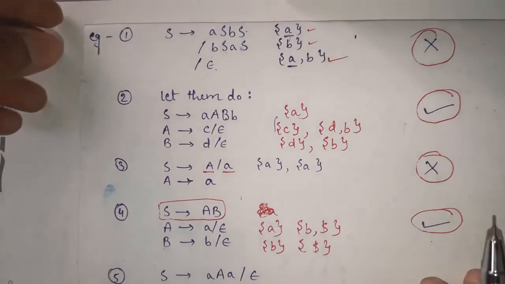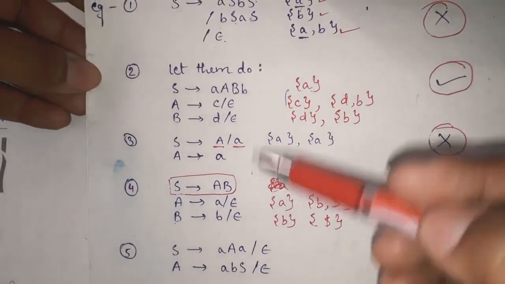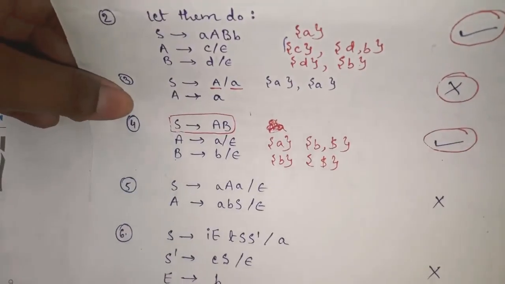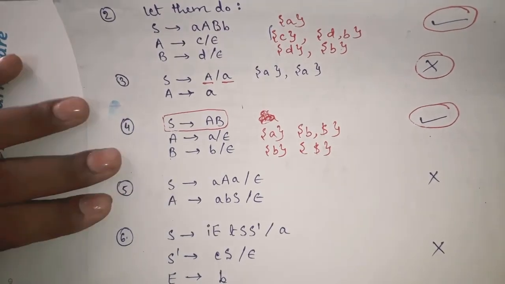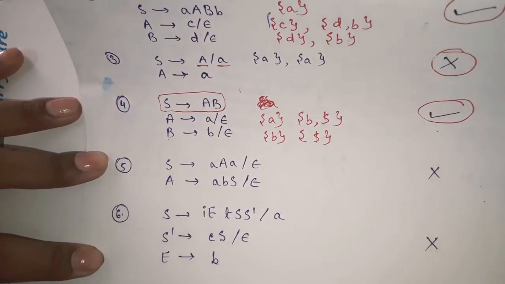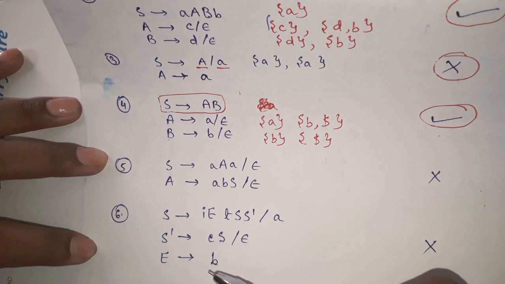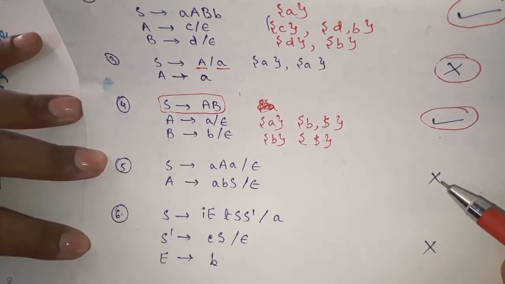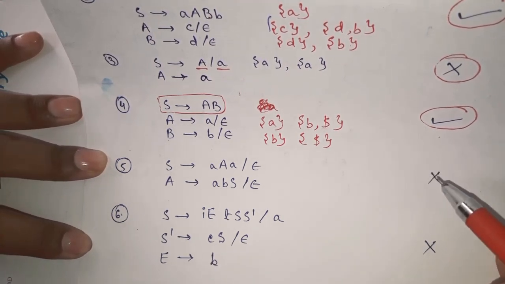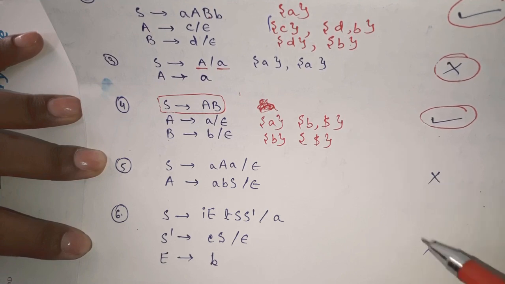Here, see, these are two more examples. We have already solved four examples for you, and I have shown you quickly how to solve them. Here you can note these down and try them out. I am telling you the answer also, so that you can recheck: none of them are LL1.